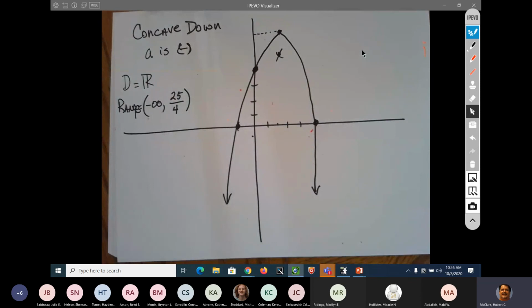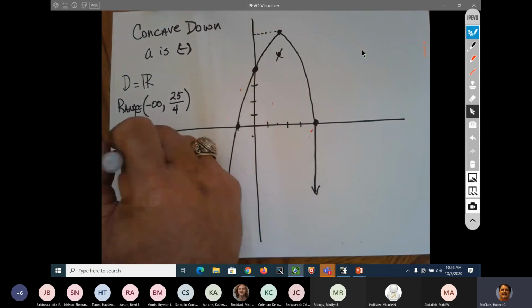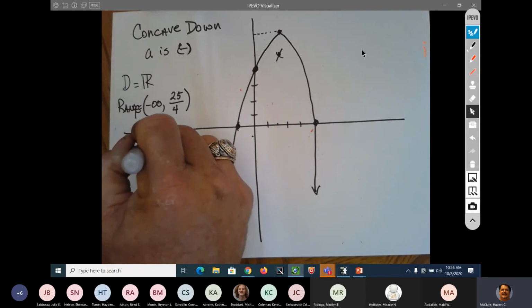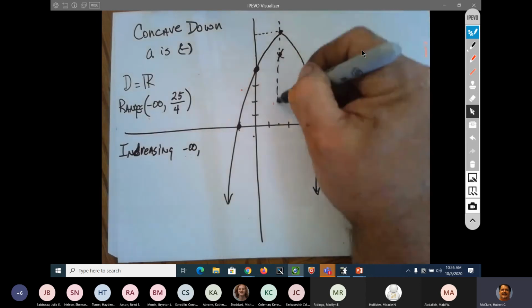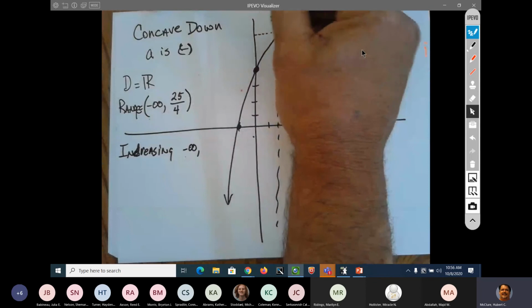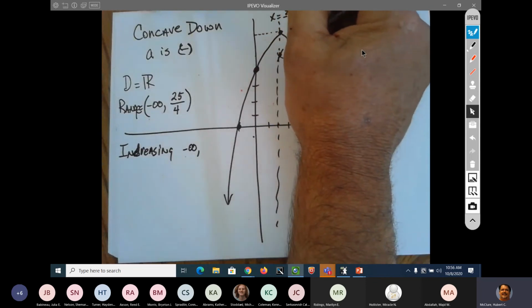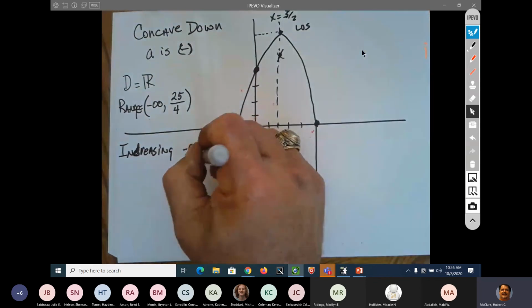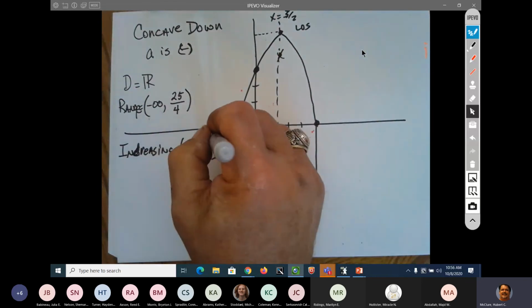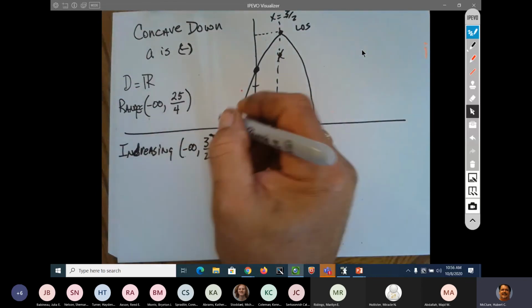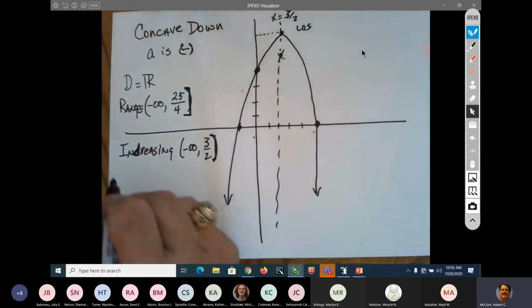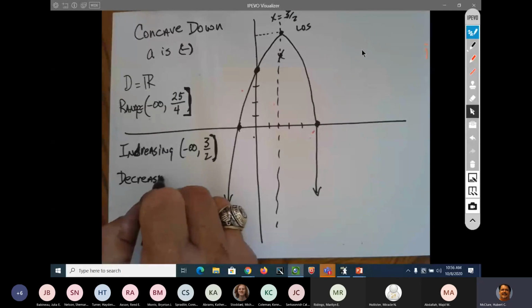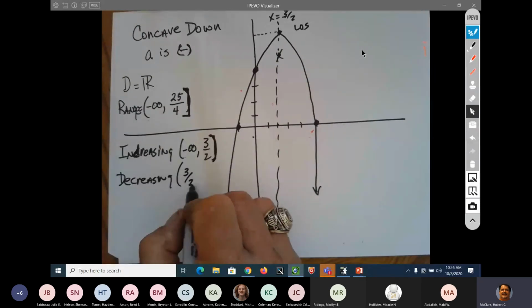Okay, so the range, that's why I start from the bottom. And increasing, since we read from left to right, we're increasing from -infinity to 1.5. X is equal to 3/2. That's our line of symmetry. And that gets a bracket. And decreasing from 3/2 to infinity.